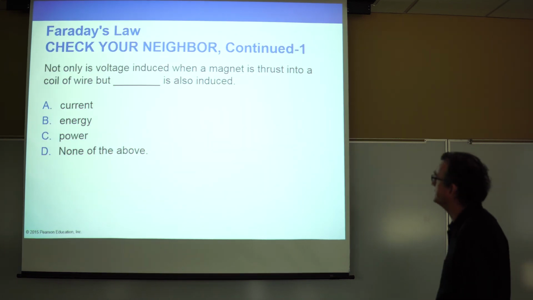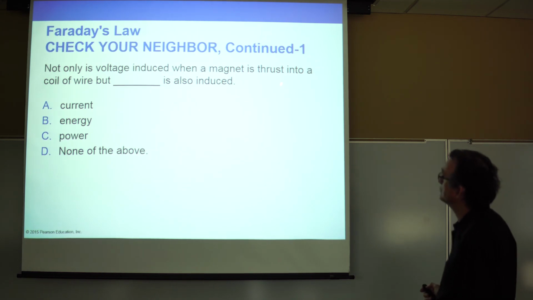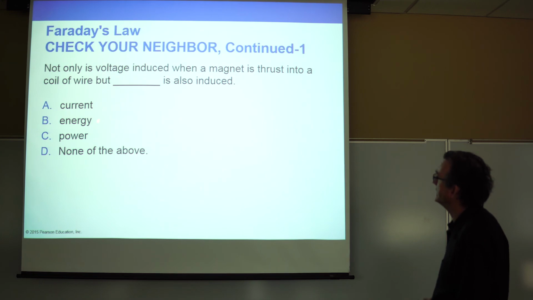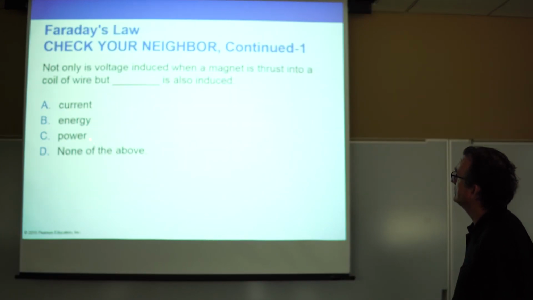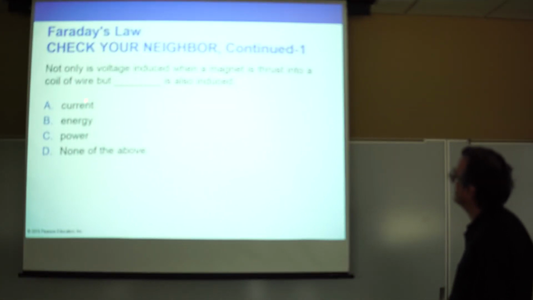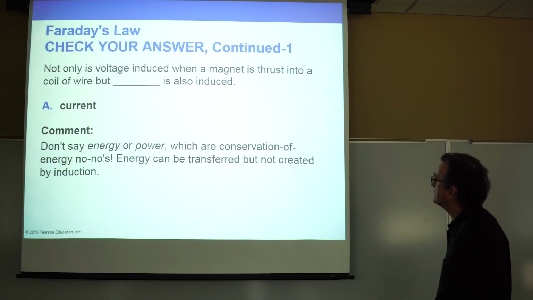Further checks that we could talk about. Another question: not only is voltage induced when a magnet is thrust into a coil of wire, but something else is also induced. Is it current? Is it energy? Is it power? Or none of the above? Well, let's take a look. Looks like the answer is current.